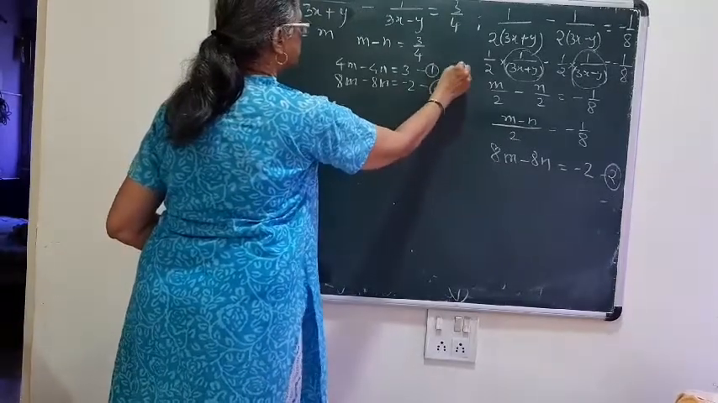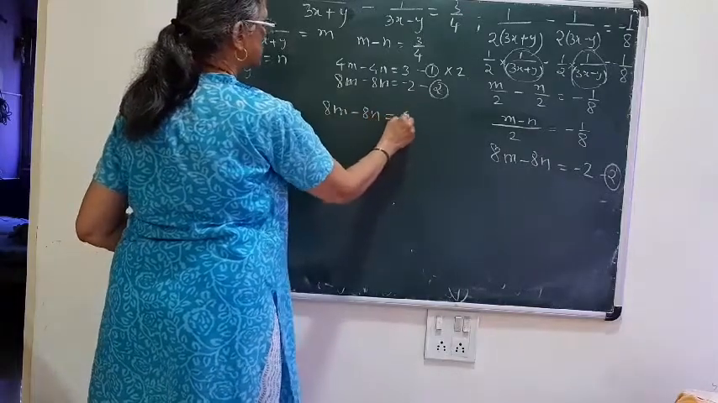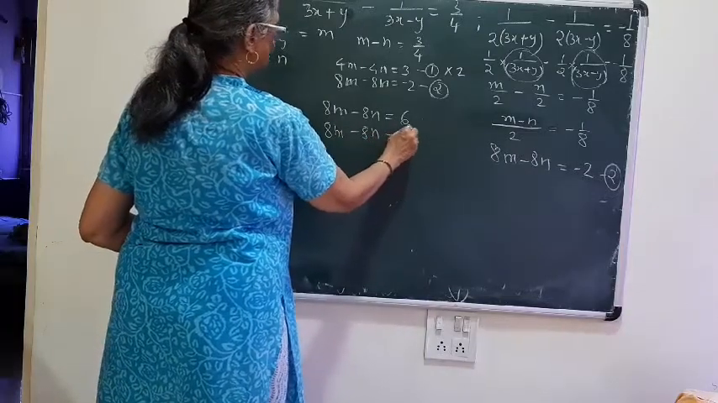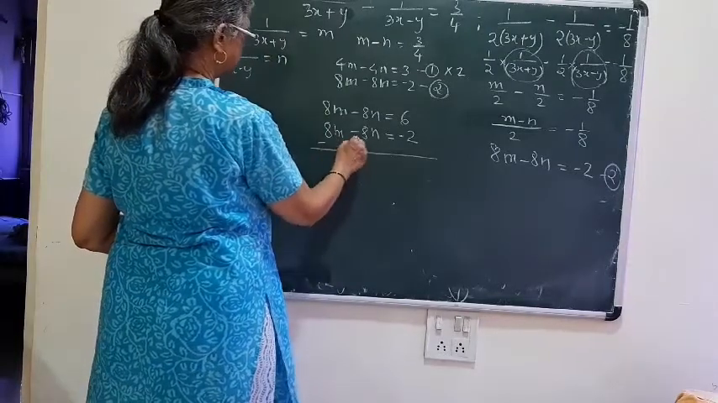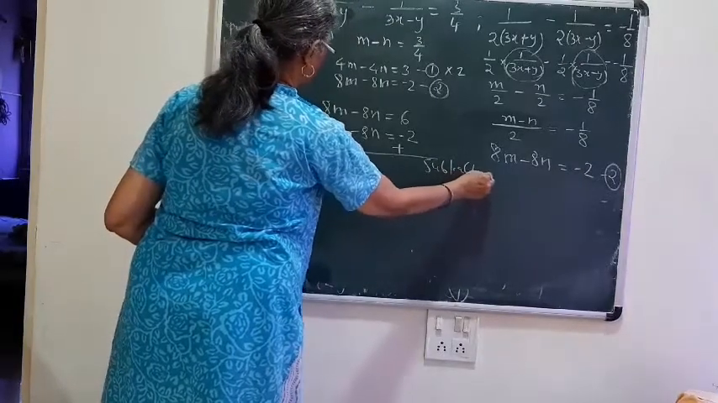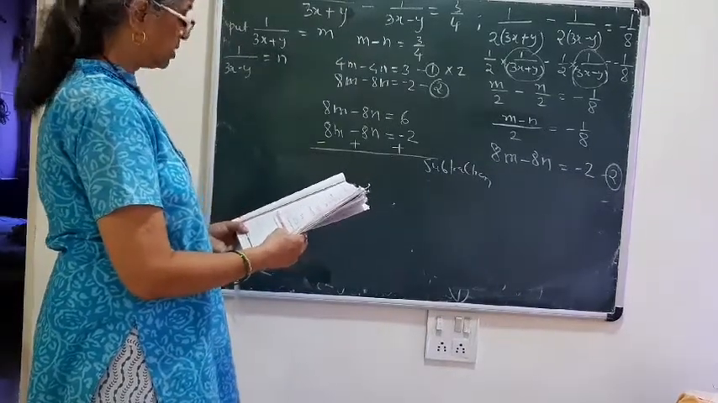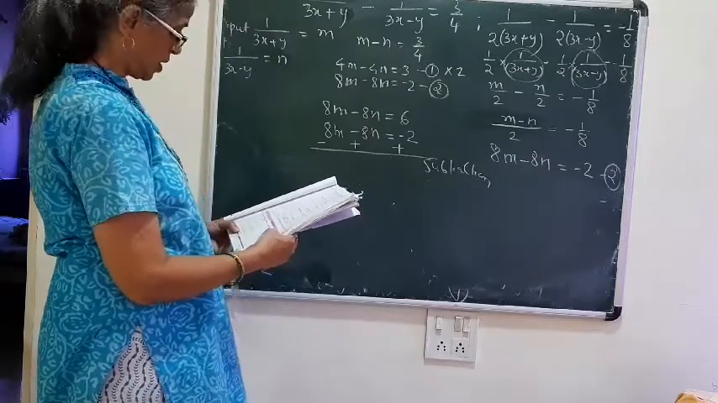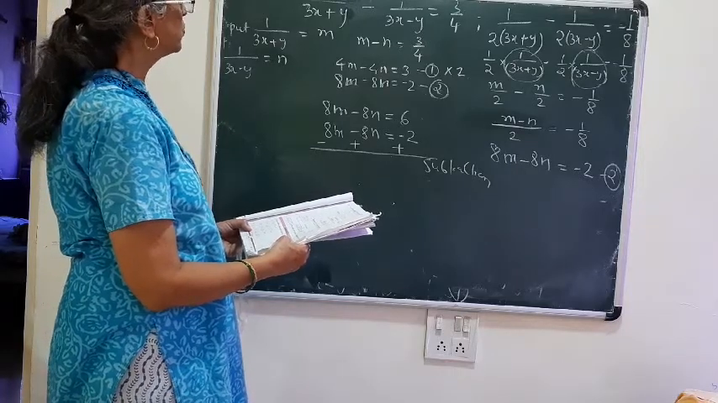So multiply this by, suppose, 2. 8m minus 8n is equal to 6, and 8m minus 8n is equal to minus 2. If we change the signs, now we are going to do subtraction. How will both get cancelled? 1 upon 3x plus y, 3x minus y, n. So 4m minus 4n is equal to 3. That is the first equation.